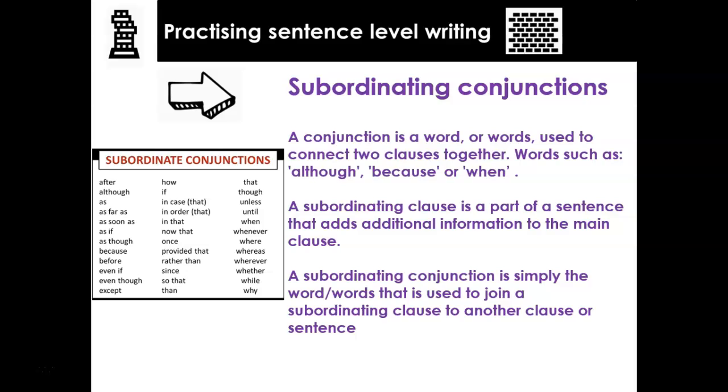Okay, so in a minute, I'm just going to ask you to pause and write down the first element of our definition. So I just want you to write down the first purple sentence. The subordinating conjunction is a word or words used to connect 2 clauses together. Words such as although, because, or when. Okay, lovelies? Brilliant. So just give yourselves a minute to write that down, and then we're going to do some activities to help practice.